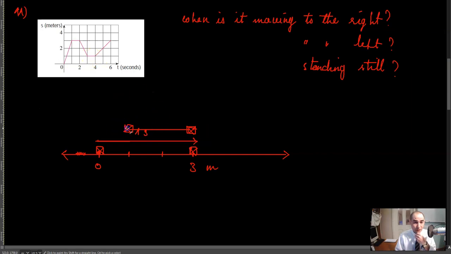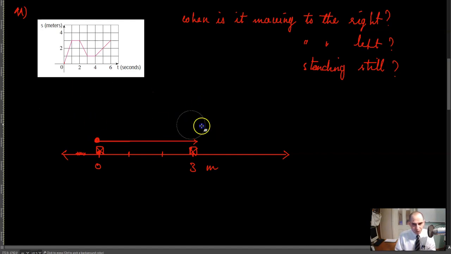Then for a second it's standing still here, and then from here it moves all the way up to 3 meters, and this takes 2 seconds, 4 to 6, that's 2 seconds, right? So the particle goes all the way up to here, then stands still for a while, then goes back to this spot over here, standing still over here for a while, and then finally ends up at this position, right? And you can see that it starts at zero, which is this position over here, and ends up eventually at 3 meters, which is this place over here, right?